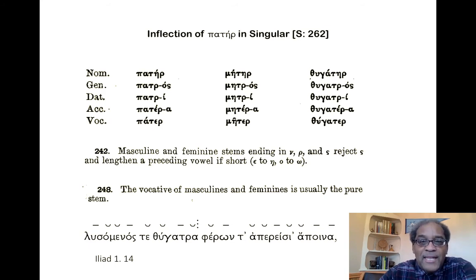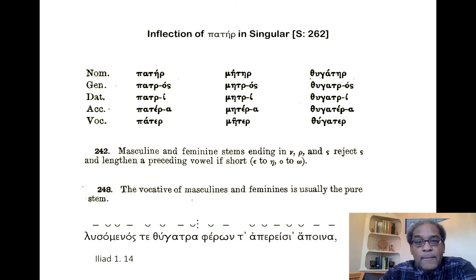But with Homer, of course, he takes liberties. So there is a section at the bottom of the page where you find Smyth 262, where he shows the Homeric variations. But we'll see one in line 14, where we see ἀποινα τε θύγατρα, and we see that this accusative θύγατρα has used the weakest form of the stem, where the epsilon and eta have disappeared, and you just have tau rho. So Homer has the ability to use that weakest form of the stem elsewhere than where you would see it in straightforward Attic of Plato or Thucydides.